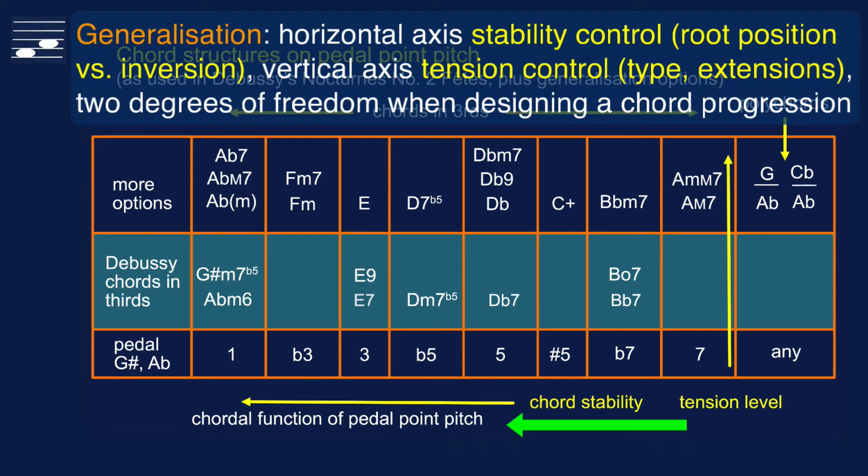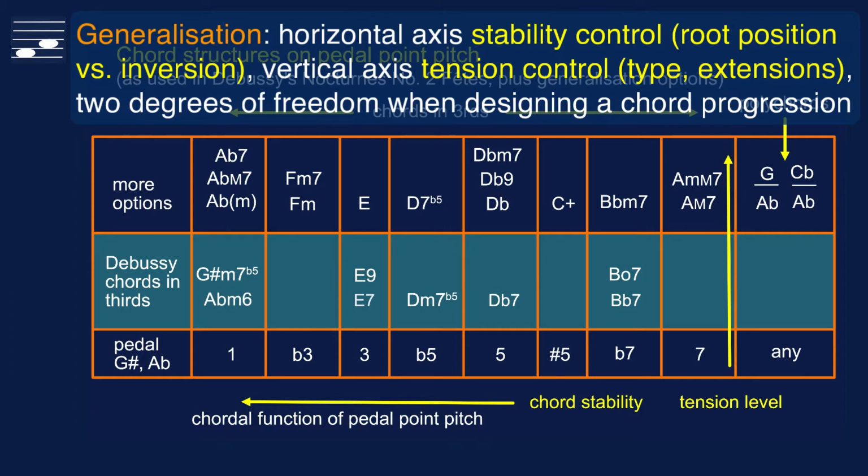Chord stability is controlled by moving along the horizontal axis, where we decide on either a root position chord or an inversion. Along the vertical axis I did my best to order the chord types in such a way that the chord tension level increases. Thus we have 2 degrees of freedom in chord progression design.